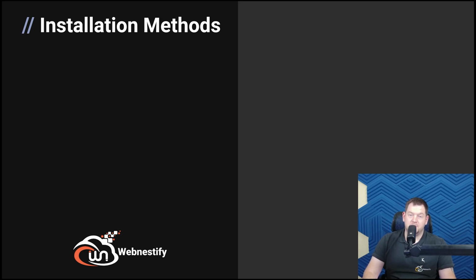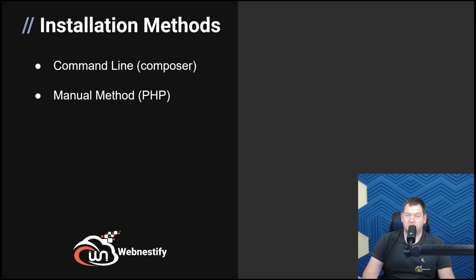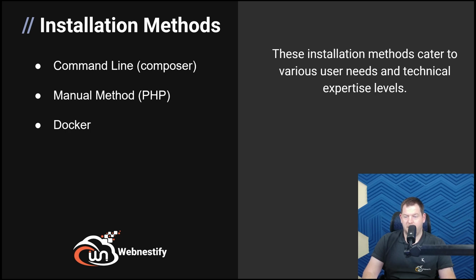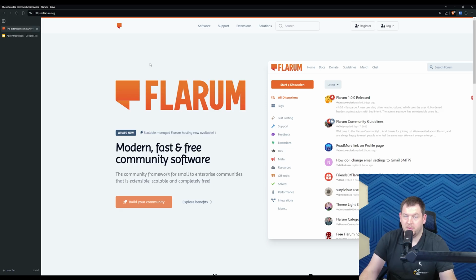So what are the installation methods? You can use the command line interface with Composer support, the manual method like a traditional PHP application, and also Docker. These installation methods cater to various user needs and technical expertise levels. But before we begin with the installation, I encourage you to check the flarum.org website, where you can read about Flarum, and find use cases, extensions, and everything that we talked about in the presentation. So now let's begin with preparing our server and also with our Docker installation. So let's get started.